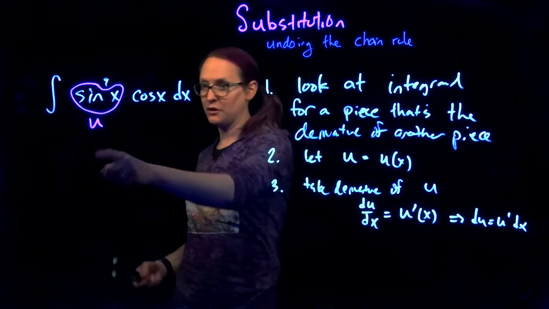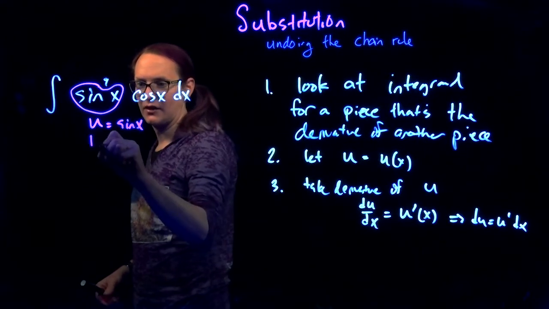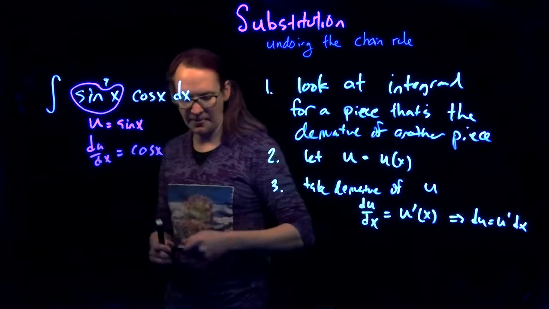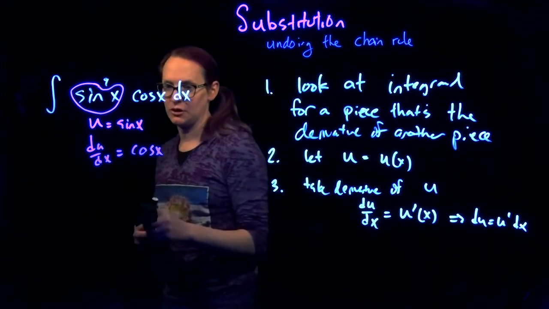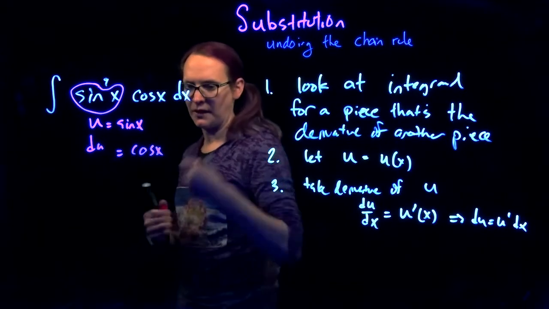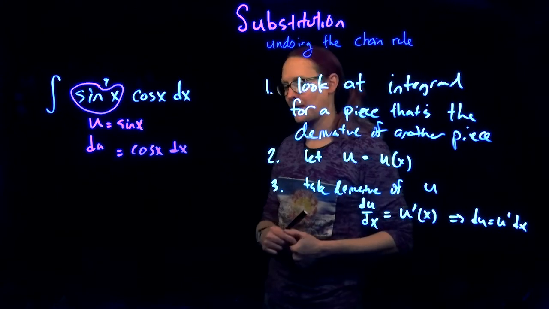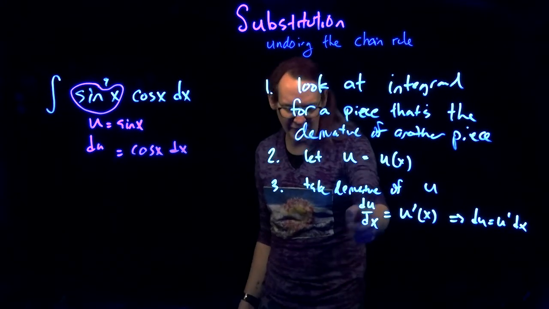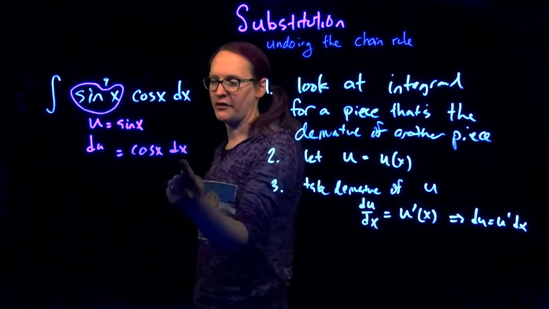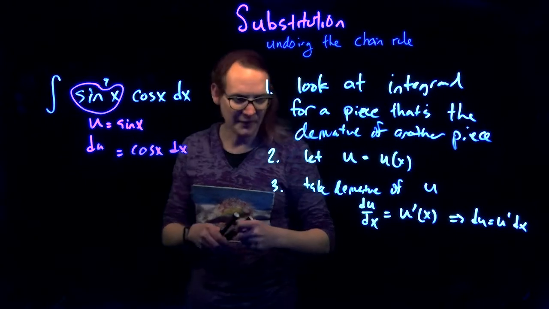So if I have u equals sine of x, then du dx is equal to cosine of x, and then I'm going to multiply by dx on both sides. So du is equal to cosine of x dx. Essentially, you can always shortcut that: you can just go du, take the derivative of this thing, and then put dx on the other side.